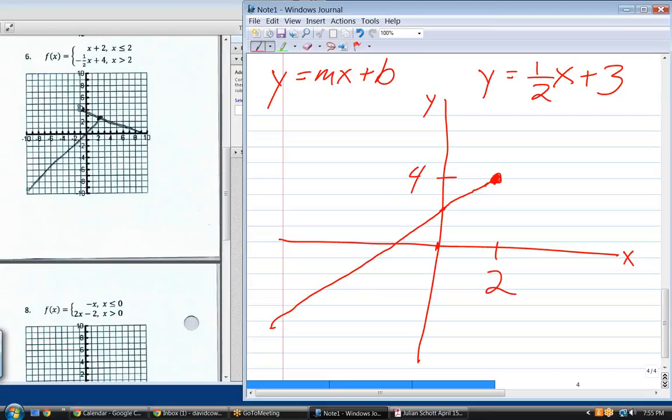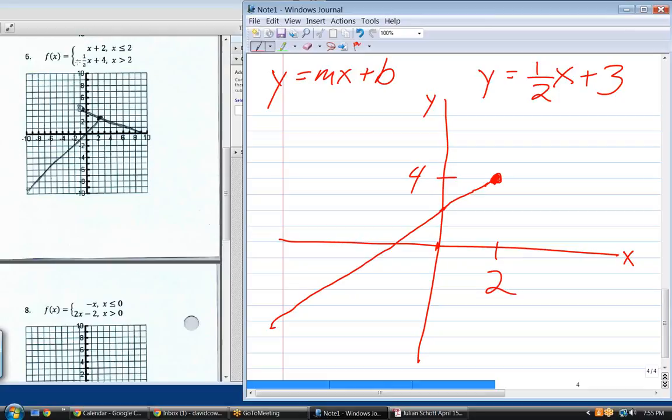So how do I figure out where I'm going to start? What's the x-coordinate of where I'm going to start? Is it just 2? Yes. What's the y-coordinate? It's minus 1/2 x plus 4.